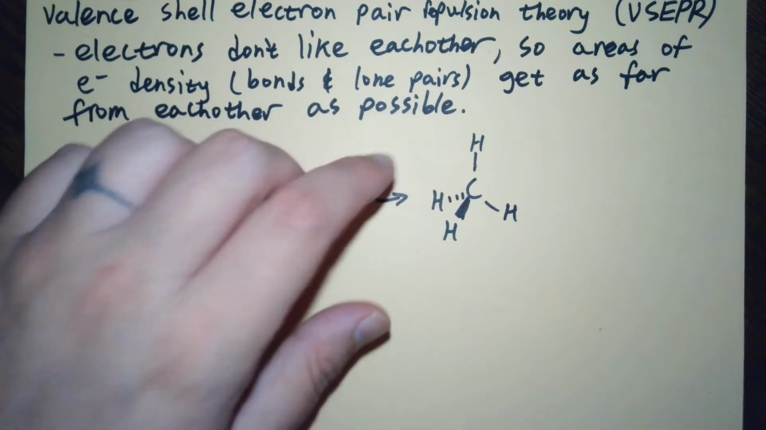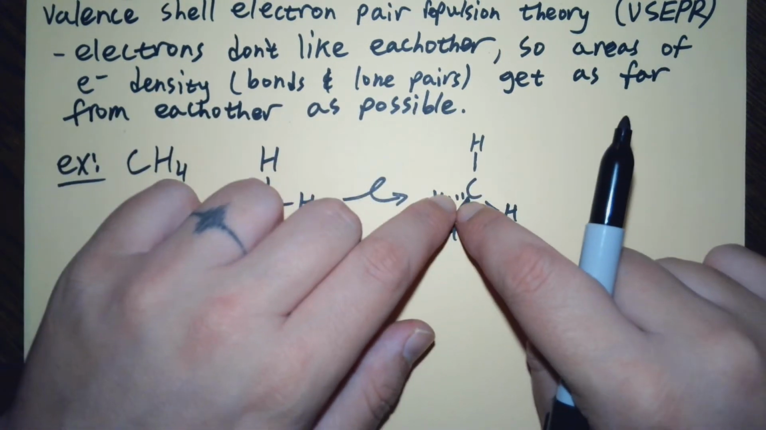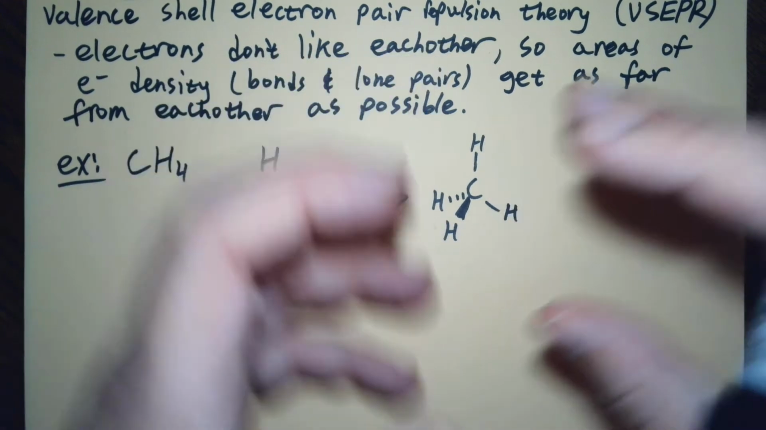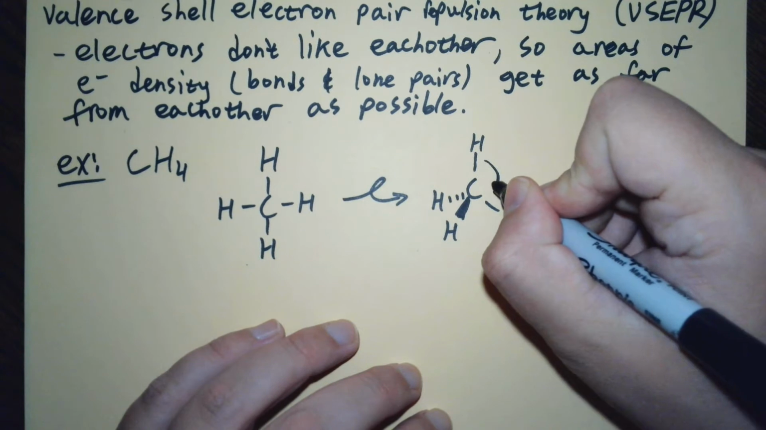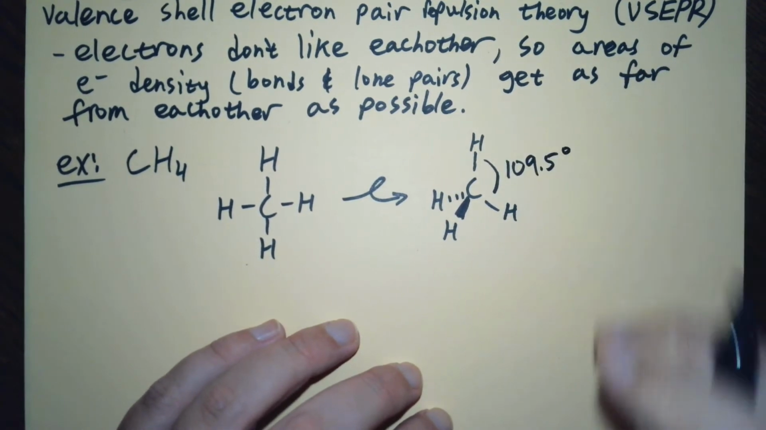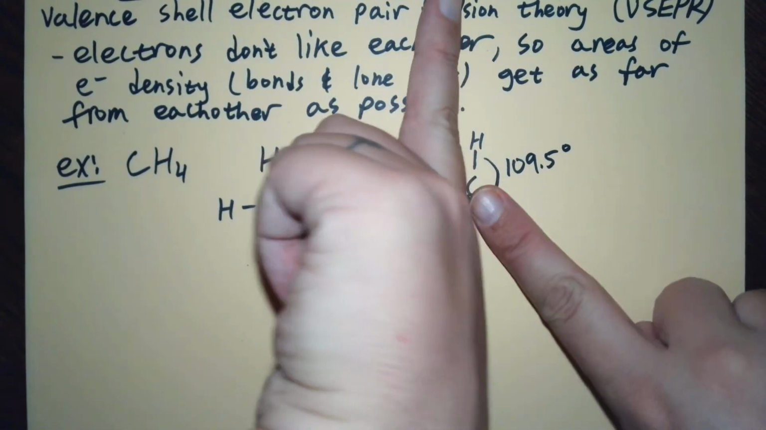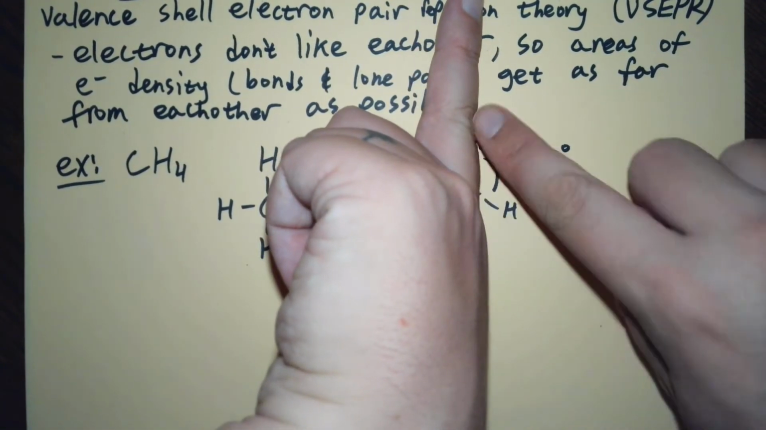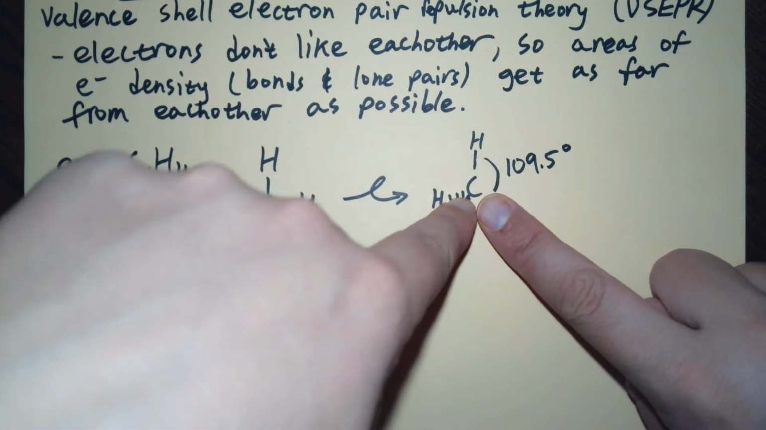So there are 4 areas of electron density. There are 4 single bonds. They are all trying to get away from each other as much as possible. And what that does is it creates a situation where they are 109.5 degree bond angles. So this guy and this guy, they're flat on the paper between them, right here, 109.5 degrees. Guess what the bond angle is between these two?